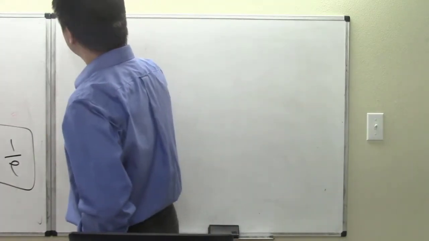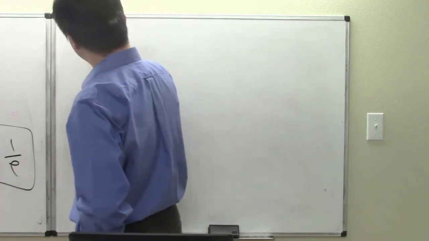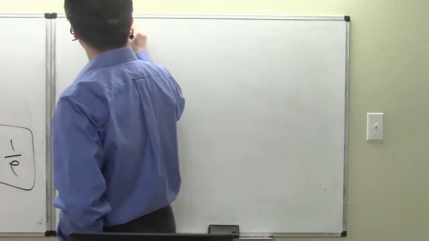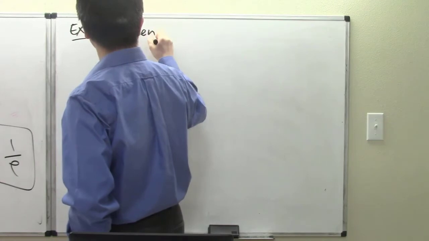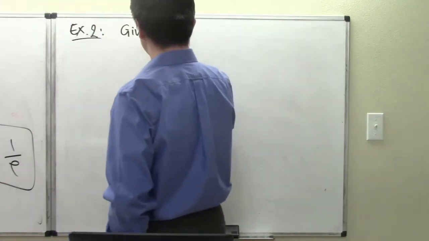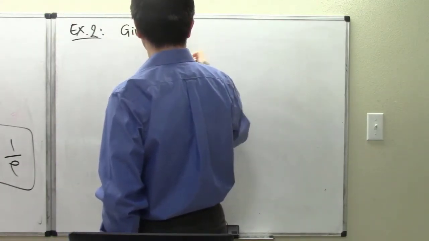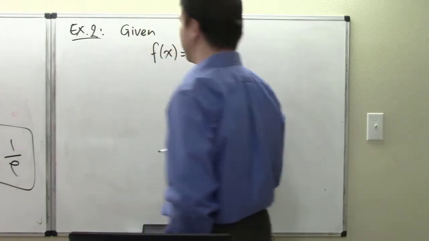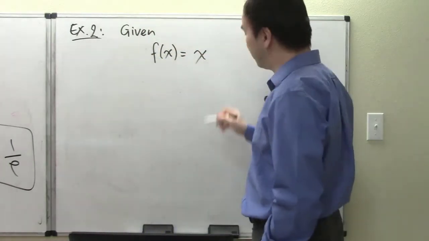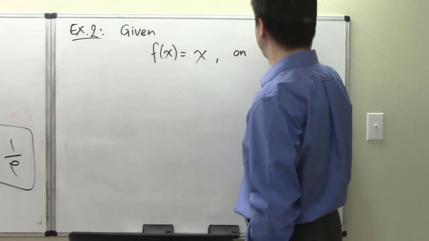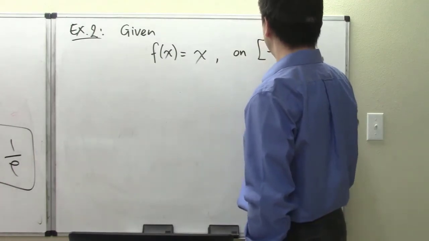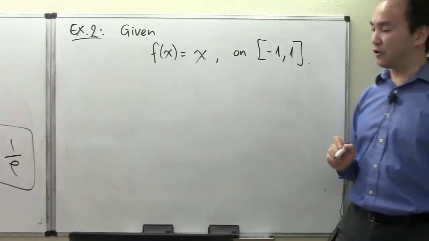Now let's call this example 2. We're starting this example by having a given function again. Specifically, the function here is a simple function, f of x equals x, and we have a given interval. So f of x is defined on the interval from -1 to 1. Okay, so that's our interval right here.